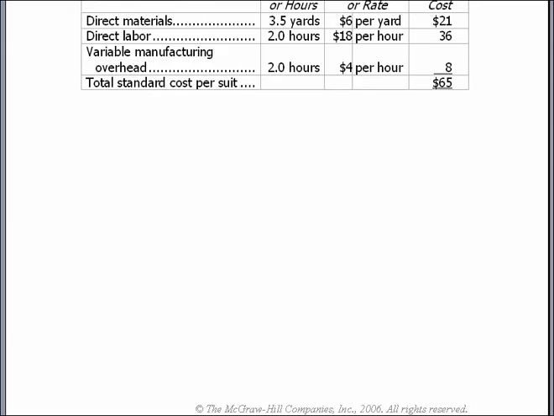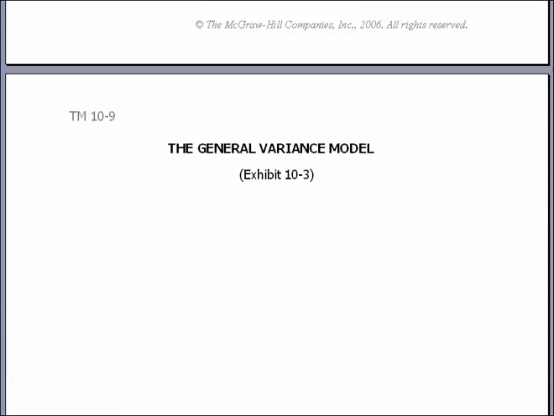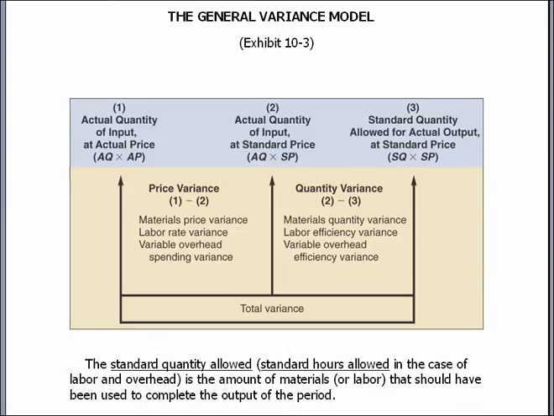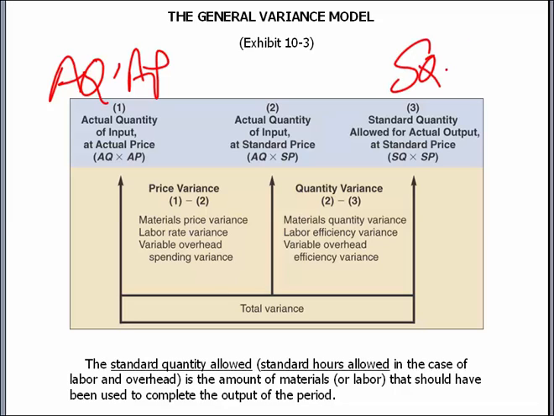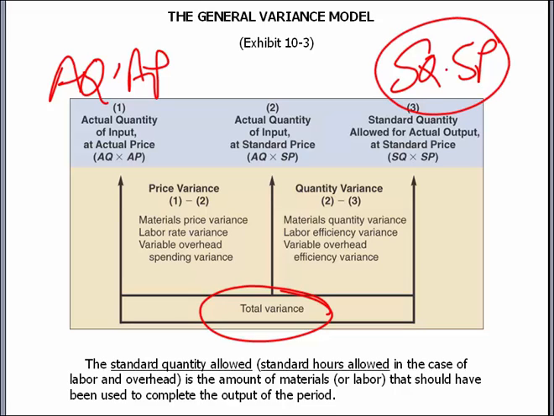Once we get that established, then we can go use a general variance model here, and what we'll do is we'll put the actual quantity times the actual price on one end, the standard quantity times the standard price on the other end, and we'll calculate what the total variance is. So the right side will be the standard of what it should have cost us. The left side will be what it actually cost us. And the number that is the difference between the two is the standard variance, or the total variance.